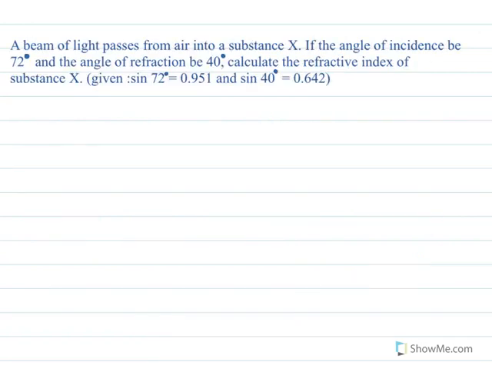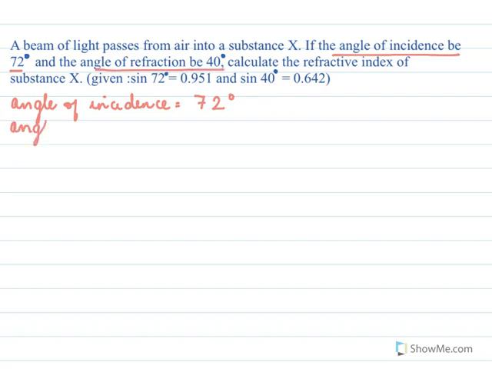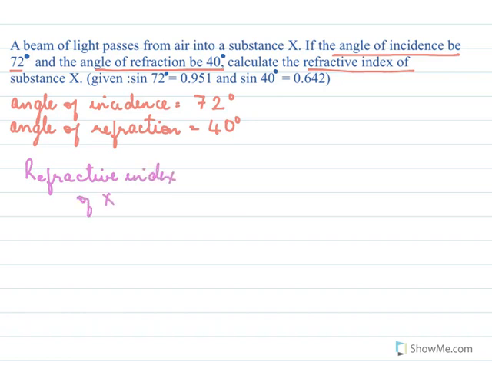A beam of light passes from air into a substance X. If the angle of incidence is 72 degrees and the angle of refraction is 40 degrees, calculate the refractive index. So the refractive index of X will be the sine of the angle of incidence over the sine of the angle of refraction, which equals sine of 72 over sine of 40.